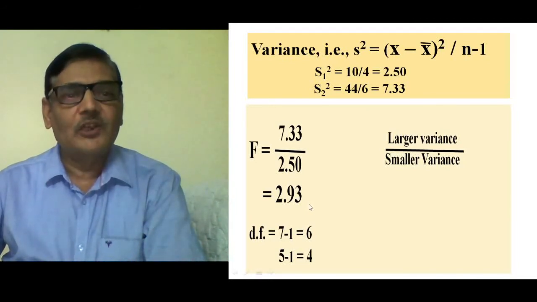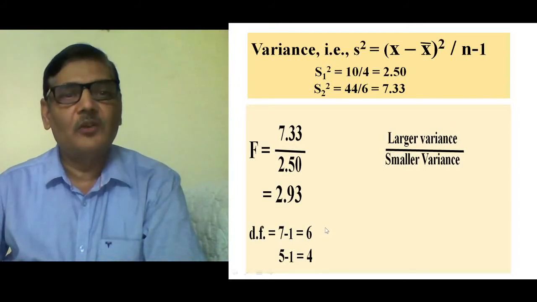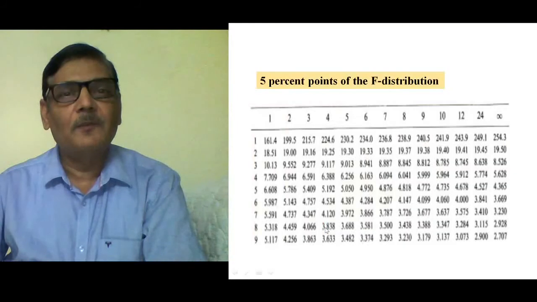After this we shall be calculating the degrees of freedom. The degrees of freedom for s2 square will be 7 minus 1, that is 6, and for s1 square it will be 5 minus 1, that is 4. So once we have the degrees of freedom, at 6 and 4 degrees of freedom we shall see the table value at 5% level. And see, this is the F table.